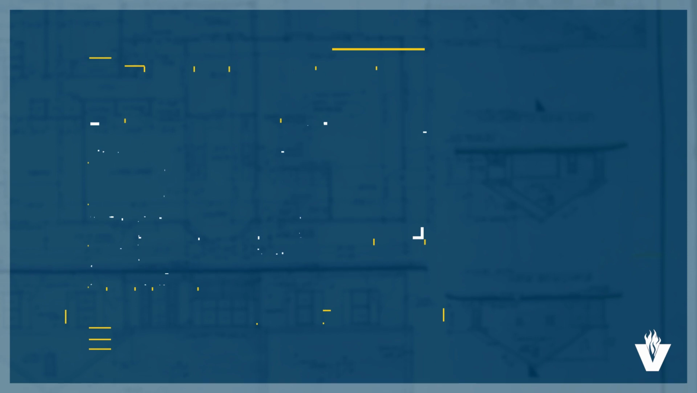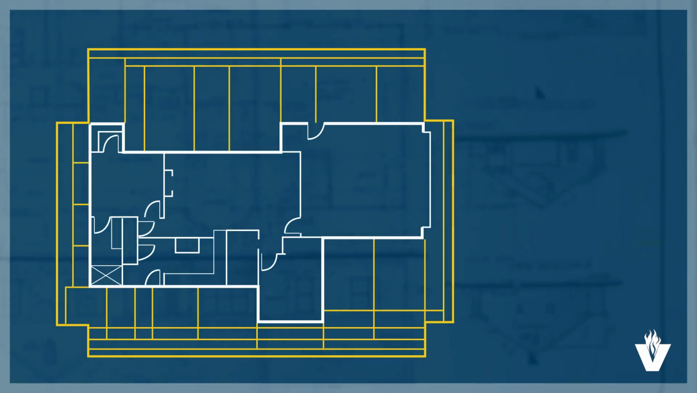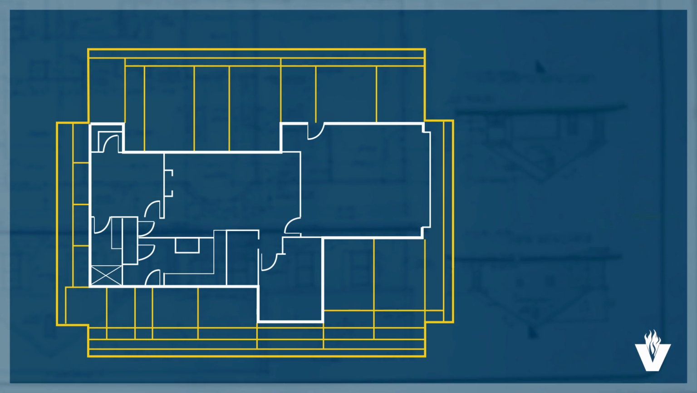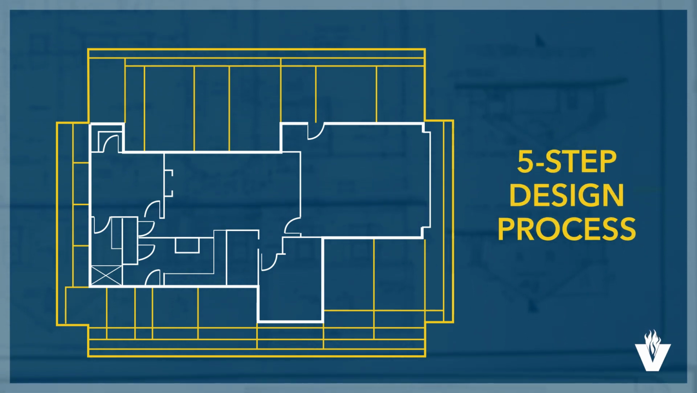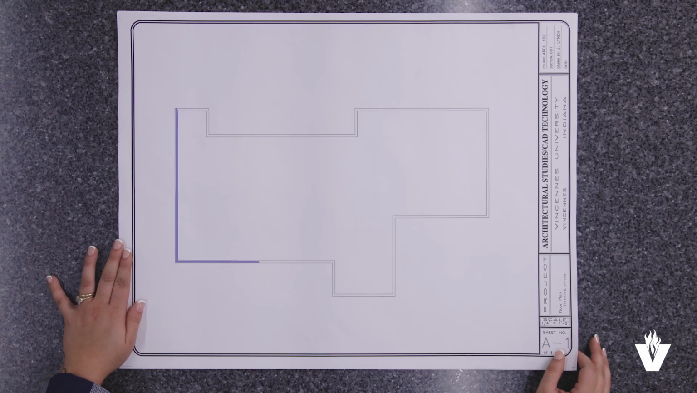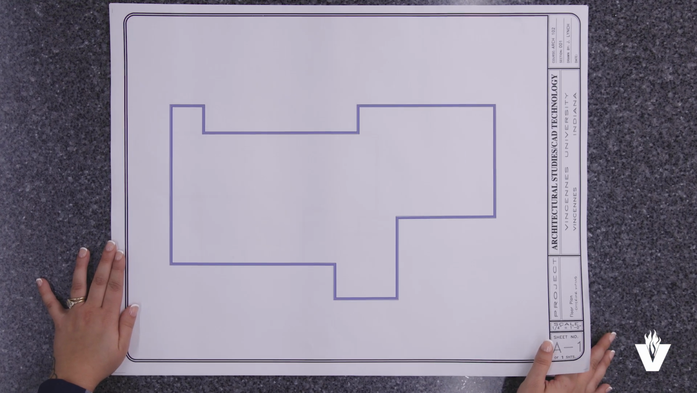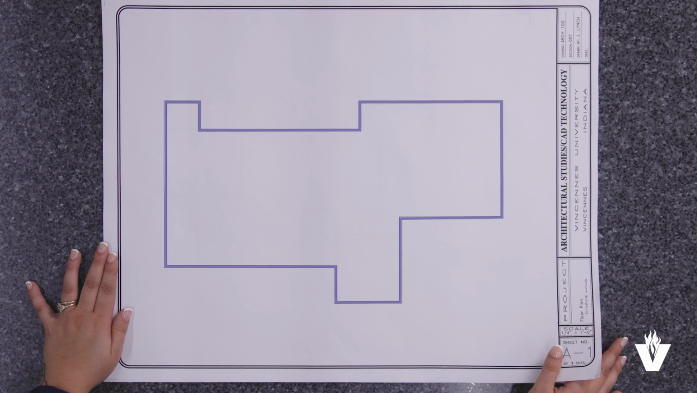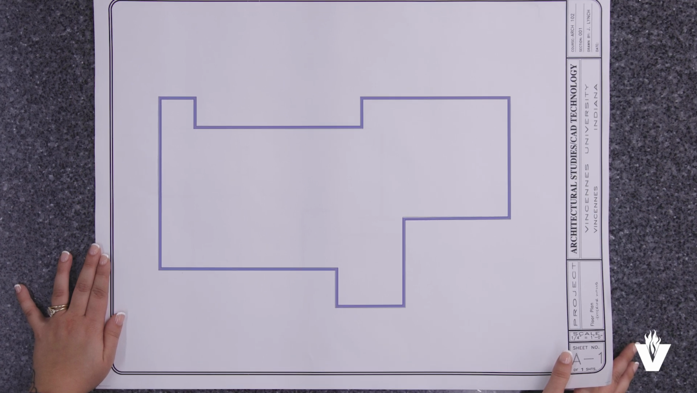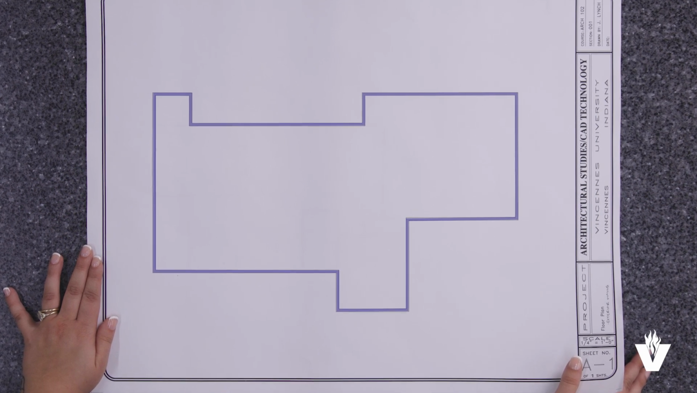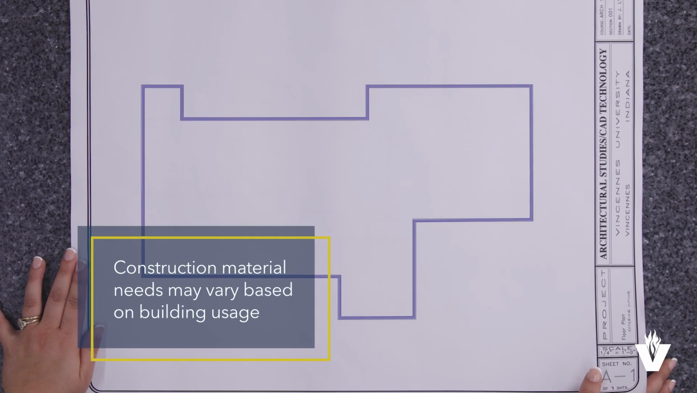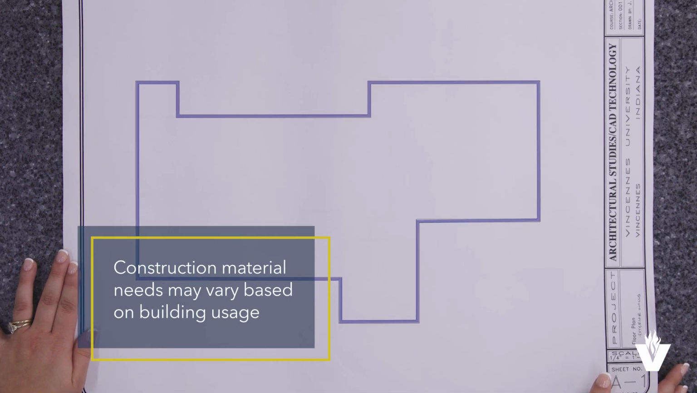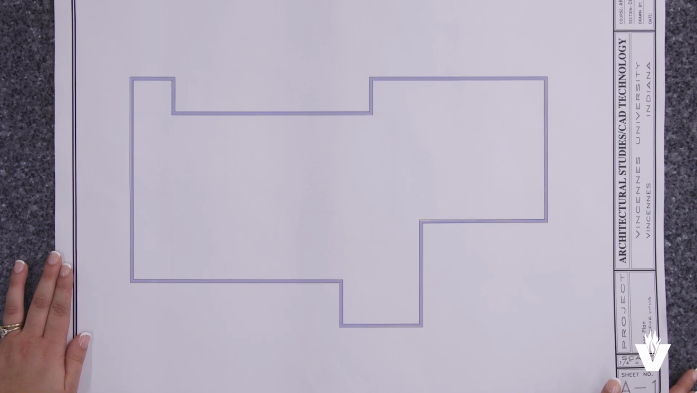Once we have a rough sketch, we can start to create a more detailed and professional floor plan. Use the following 5-step design process to lay out your floor plan. Begin with laying out your exterior walls. It's important to understand the overall size of your structure as well as the material needed for your exterior walls. Commercial buildings might require steel construction versus residential buildings, which typically utilize wooden components.